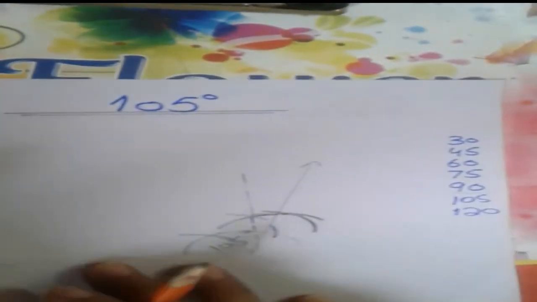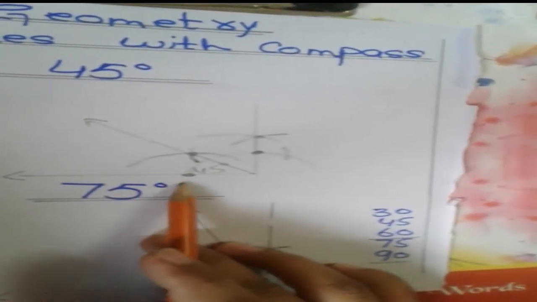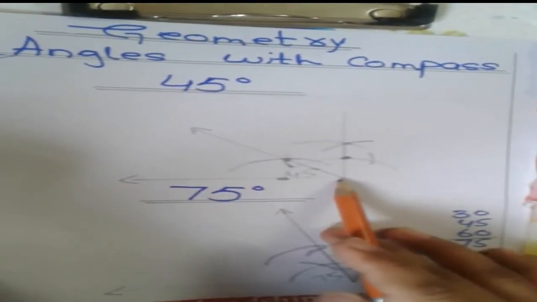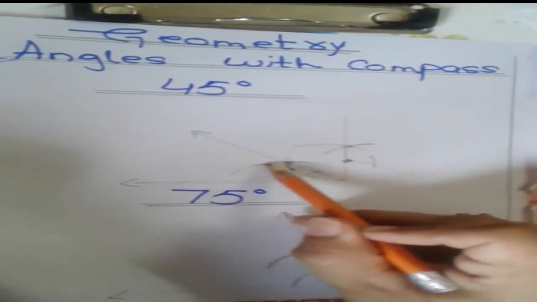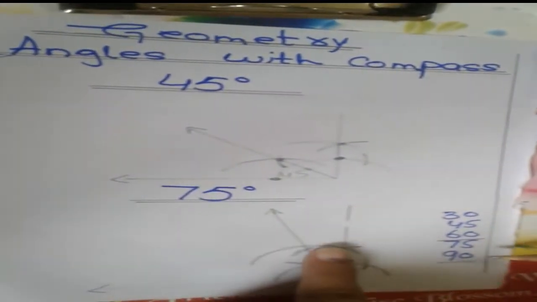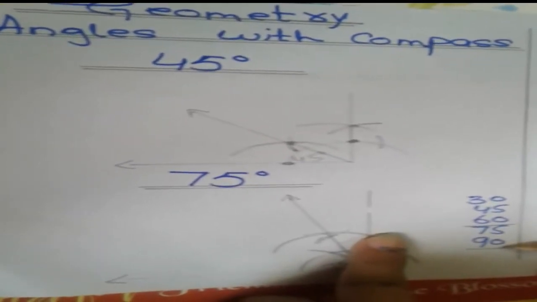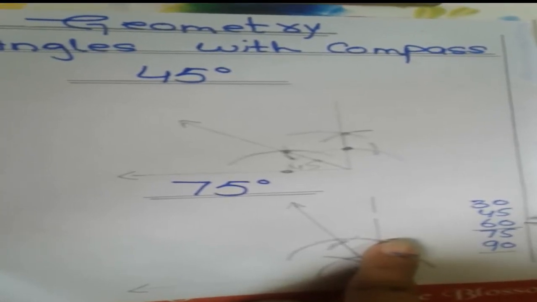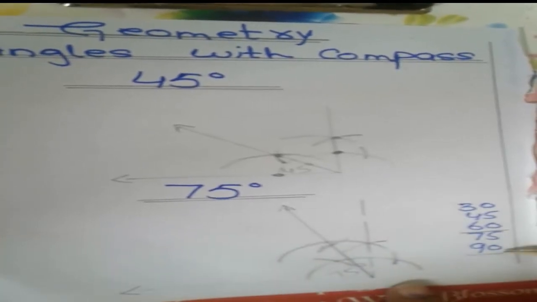I am repeating the whole process. First angle is the angle of 45 degree. For the angle of 45 degree, we need the angle of 90 degree. First, draw the angle of 90 degree, then put the compass on this point, and then on this point draw the angle of 45. For the angle of 75, we need the table of 15. Before 75 is 60 and after 75 is 90. It means that for the angle of 75, we need two angles, 60 and 90. So first draw the angle of 60 and then draw the angle of 90.